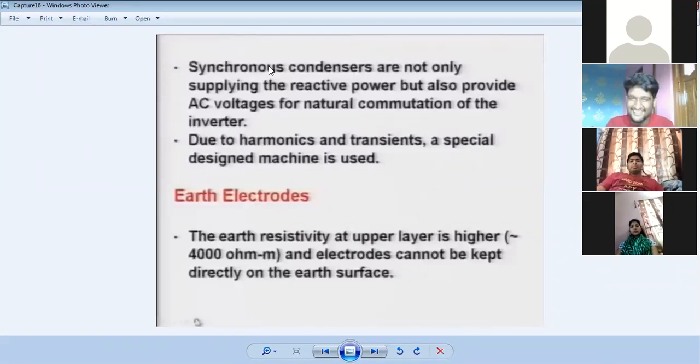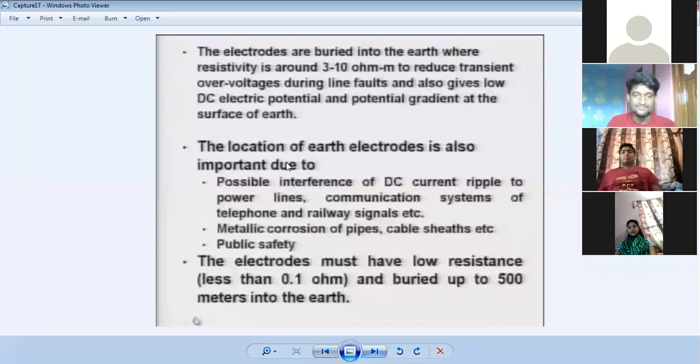Next is earth electrode. The earth resistivity at the upper layer is very high, about 4000 ohm meter, and the electrode cannot be kept directly on the earth surface. Okay, what is he saying? The resistivity of earth at upper level is very high, and the electrode cannot be kept directly on the earth surface. So what do we need to do?